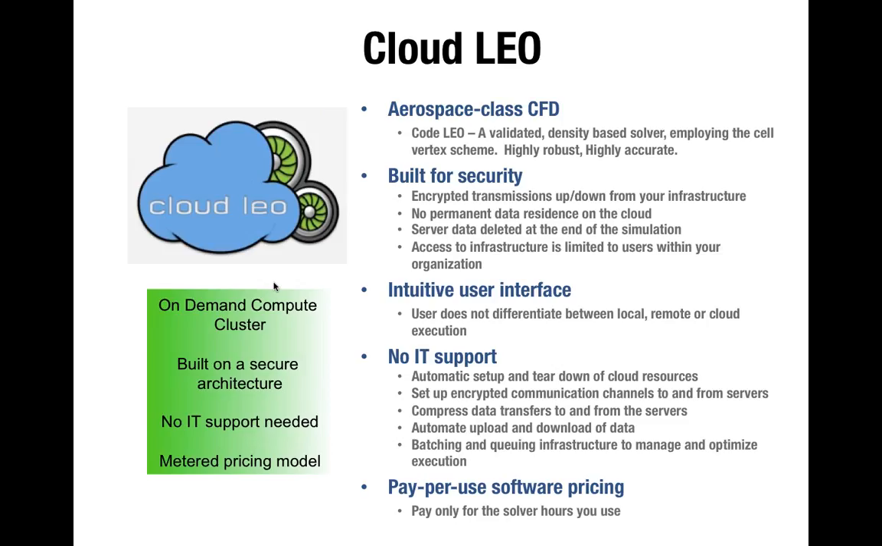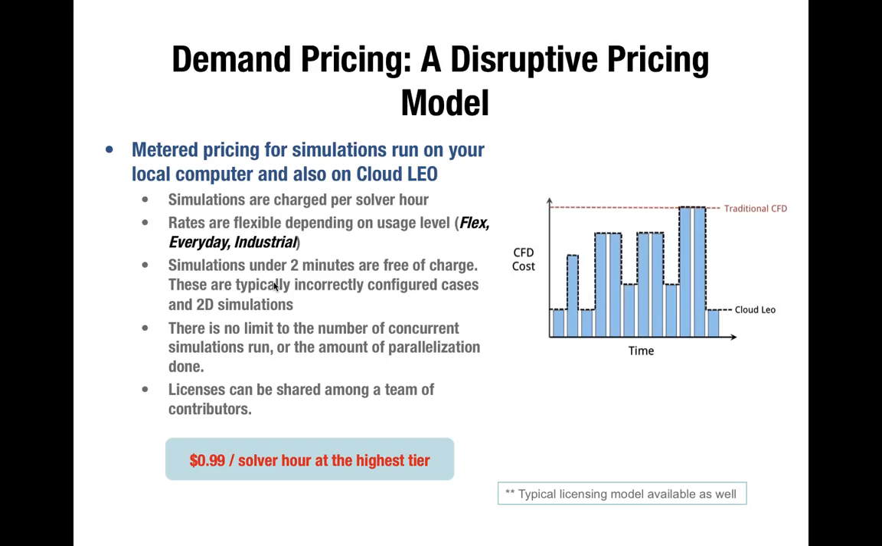What is really needed on the software side is a lot of back-end automation to remove all the IT know-how. We have to automatically set up and tear down cloud resources, set up those encrypted communication channels for you, compress the data to and from the servers so that we don't waste bandwidth, automate the upload and download of your simulation data, and also have some kind of batching and queuing infrastructure so that you can efficiently use all that huge machine that you've just provisioned. Use it per hour.